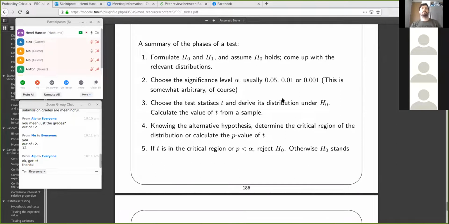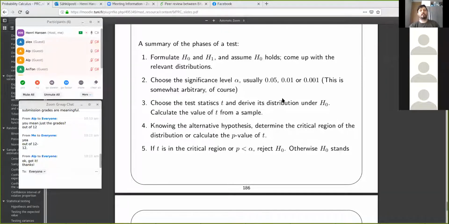So the testing procedure is as follows. Formulate the null hypothesis and pick an alternative hypothesis. Ideally you do this before you know anything about the outcome of the data. Assume that the null hypothesis holds and come up with the relevant distribution. So we postulate the null hypothesis, for instance, that this variable has expected value 0. We come up with a relevant distribution. Okay, so it's 0, and let's say that it's normally distributed.